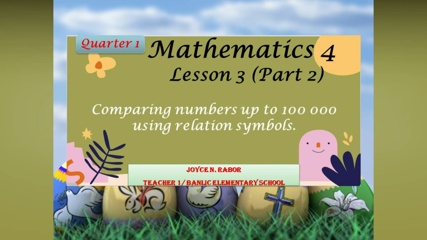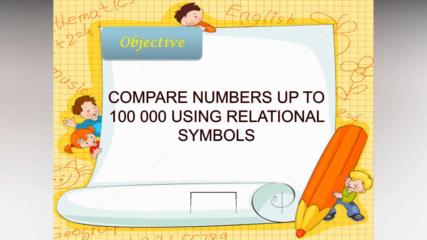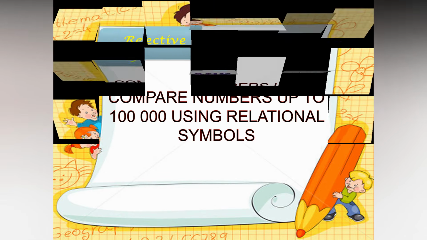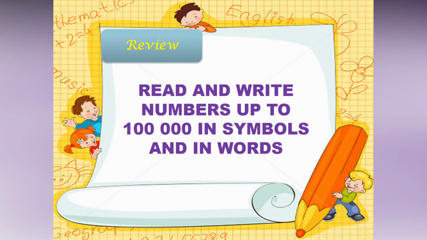Lesson 3, Part 2: Comparing numbers up to 100,000 using relation symbols. Objective: the learner should be able to compare numbers up to 100,000 using relation symbols. Review. In our previous lesson, we discussed reading and writing numbers up to 100,000 in symbols and in words.